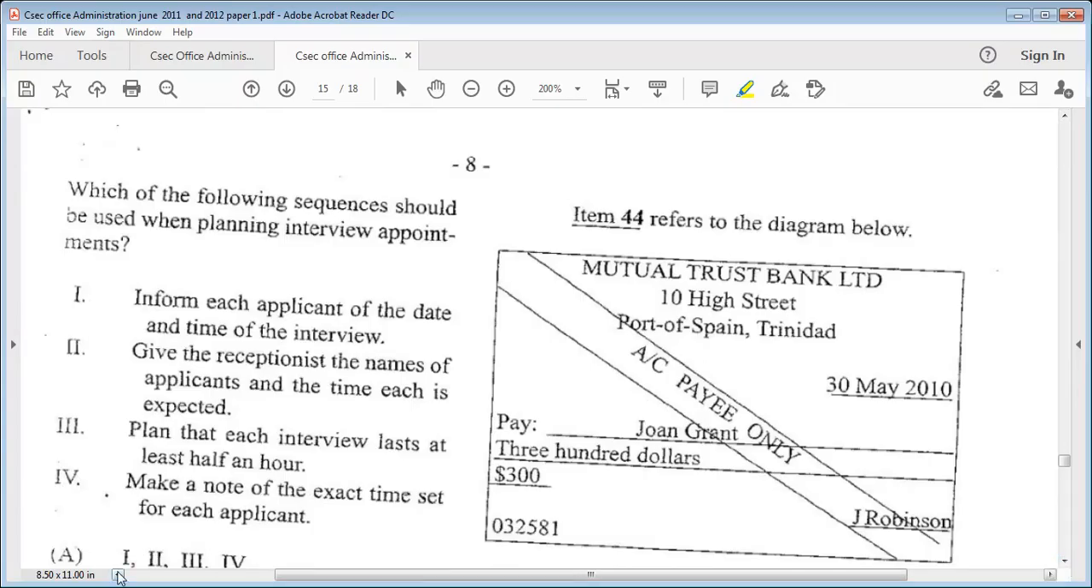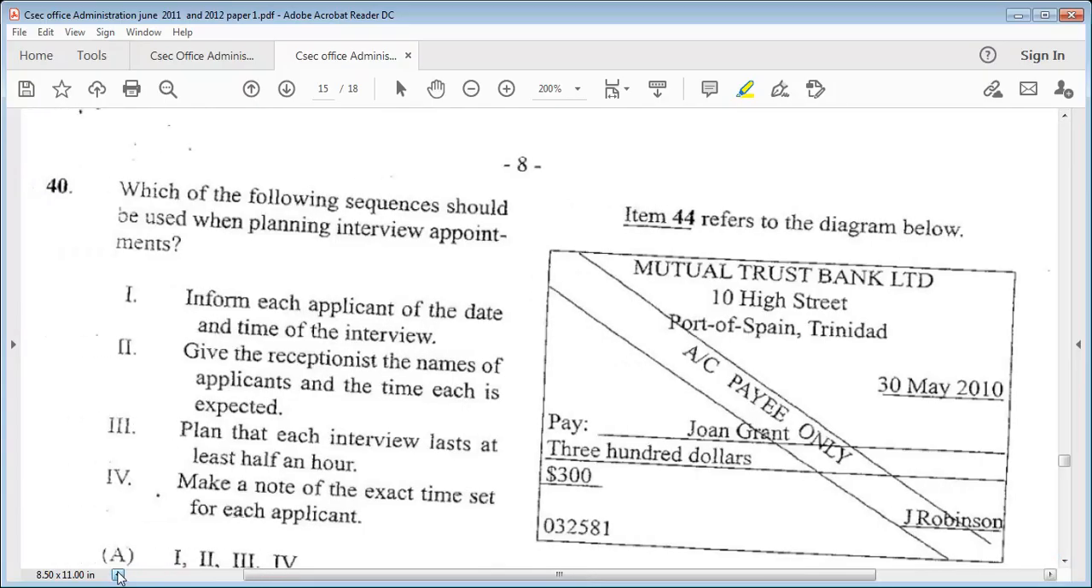Here it says, which of the following sequences should be used when planning interview appointments? 1. Inform each applicant of the date and time of the interview. 2. Give the receptionist the names of applicants and the time each is expected. 3. Plan that each interview lasts at least half an hour. 4. Make a note of the exact time set for each applicant.